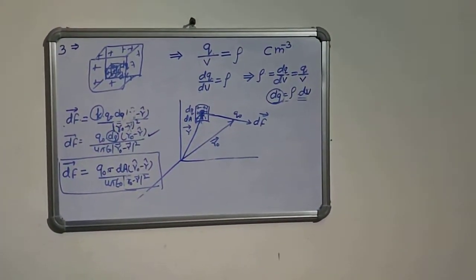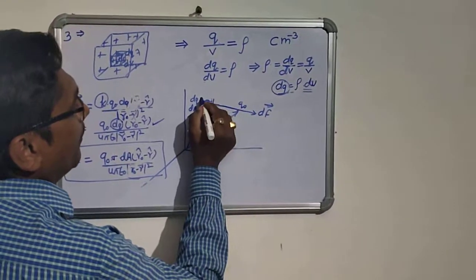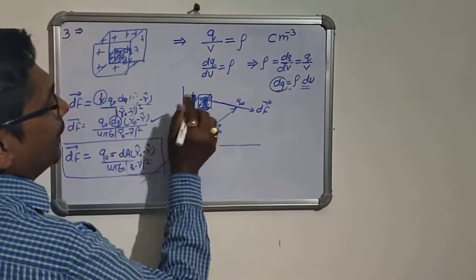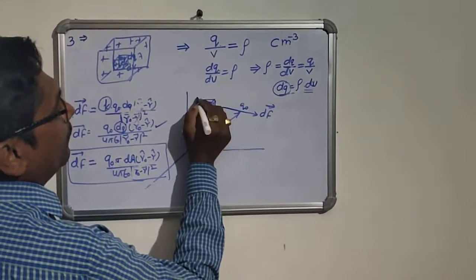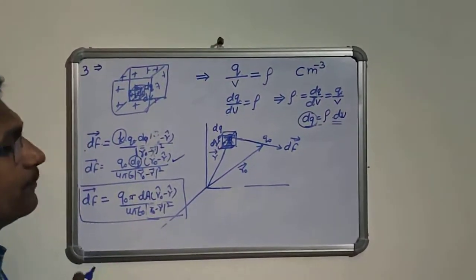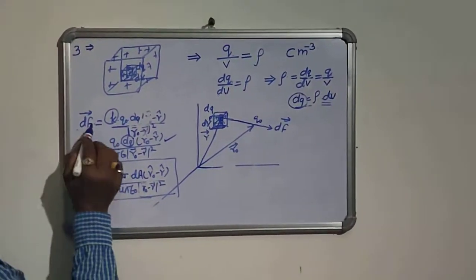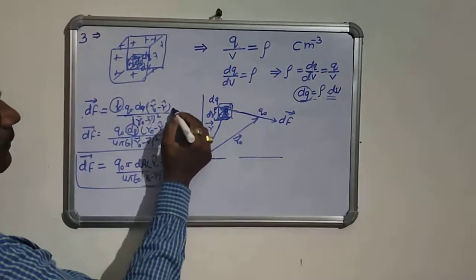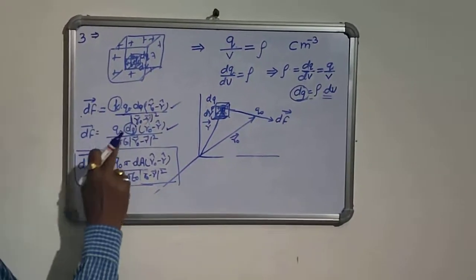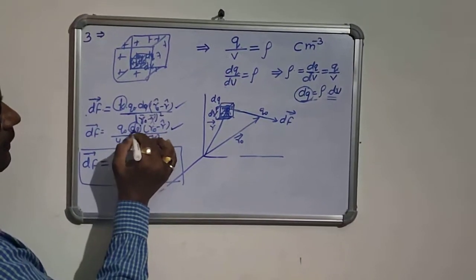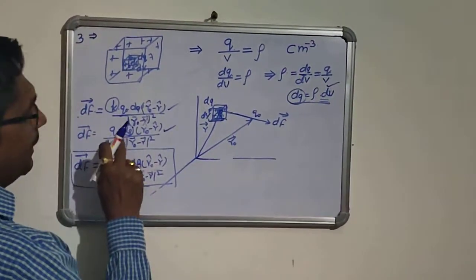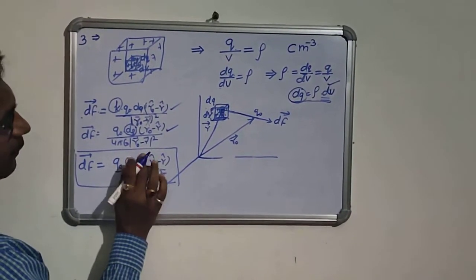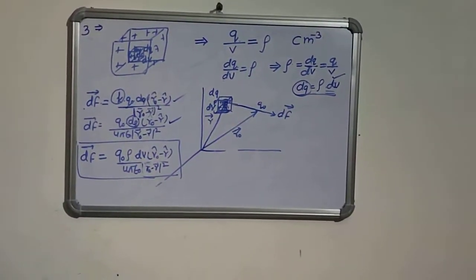The diagram changes to this form, and the charge on the segment is dq and volume is dV. So the expression changes: the first expression is just like this, the second is similar, and in the third expression we have to put the value of dq. So dq equals rho into dV. This is the volume distribution of charge.